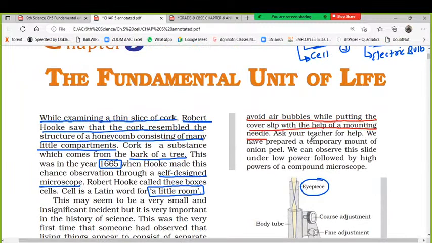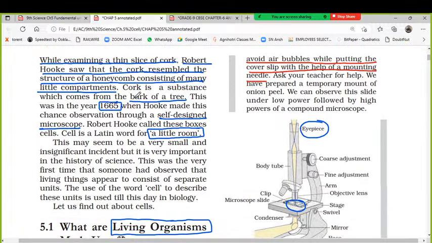Okay, the fundamental unit of life is a cell, which we are studying today, and this cell was first observed, or I should say discovered, by the scientist Robert Hooke in 1665. I want you to read this paragraph very carefully, and you will understand how it was discovered while examining a thin slice of cork. When he was examining this cork, Robert Hooke saw that it resembled the structure of a honeycomb.